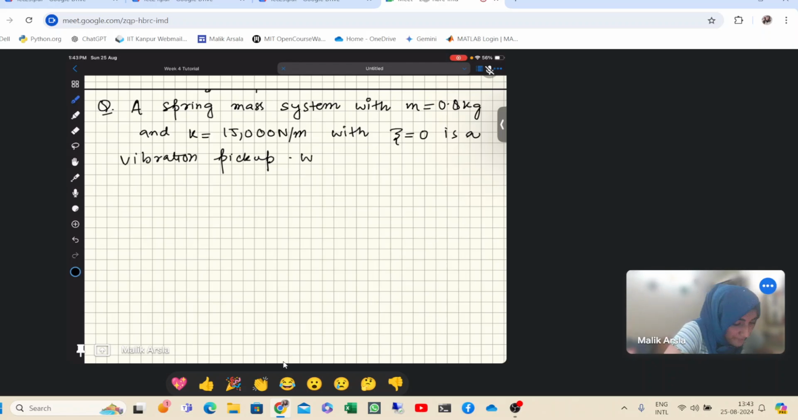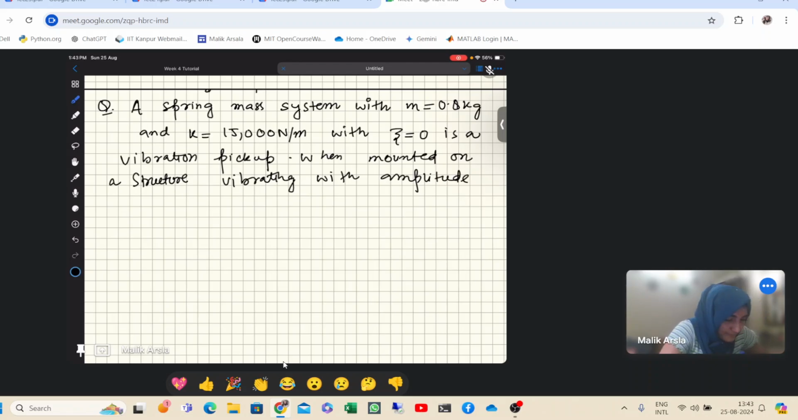So when mounted on a structure vibrating with amplitude of 6 mm.